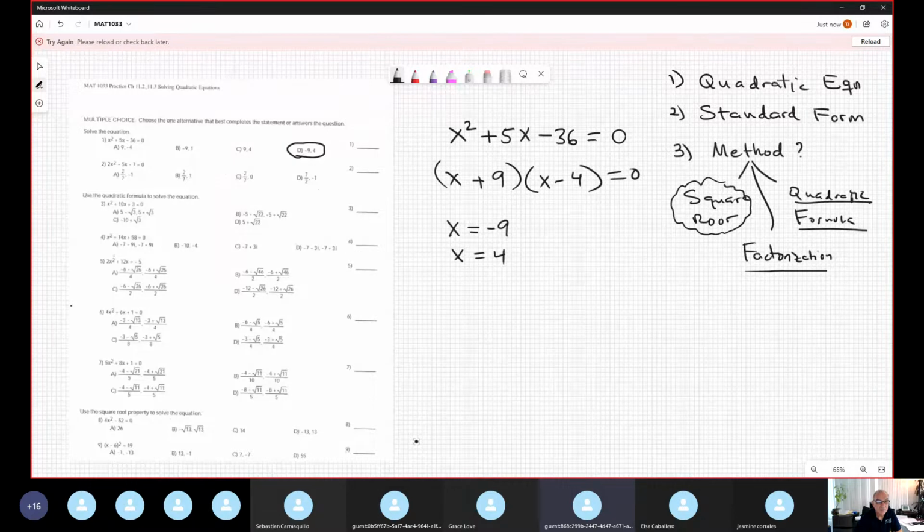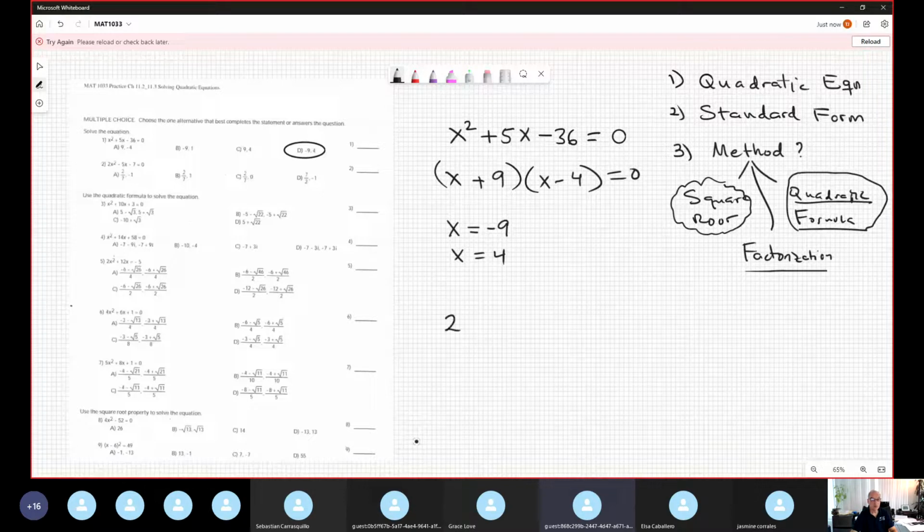Do you want me to do this example by the quadratic formula or no? Because some people say, I feel more comfortable doing it by the quadratic formula. No? Okay, we solved it. Let's move to number 2.